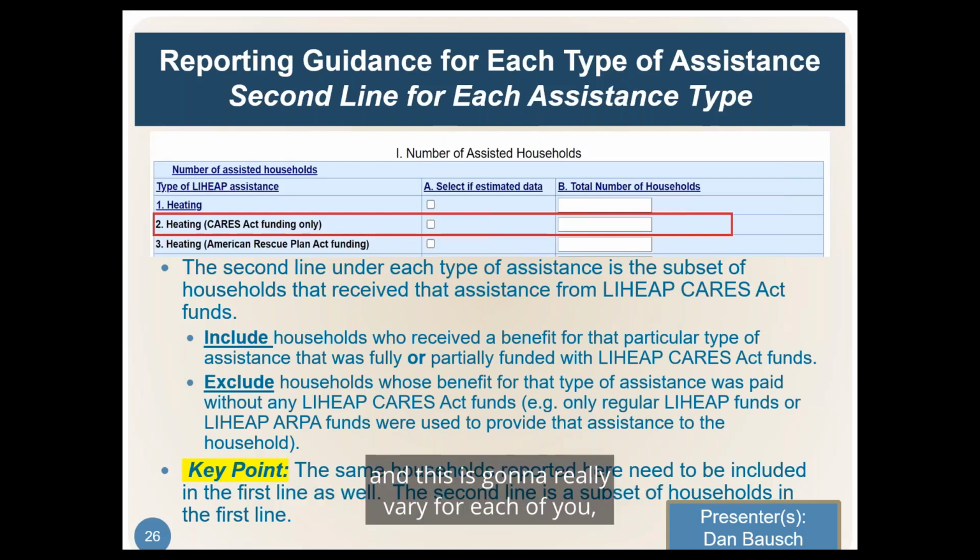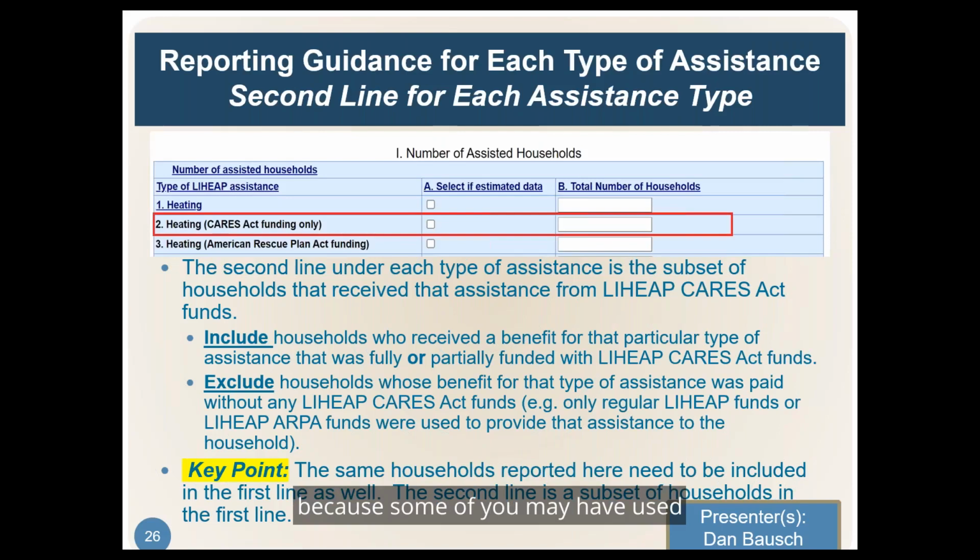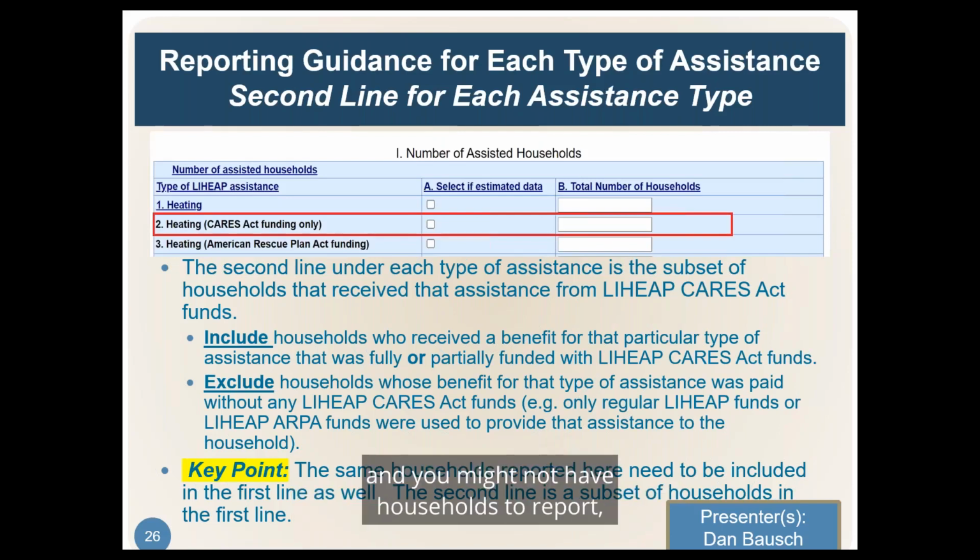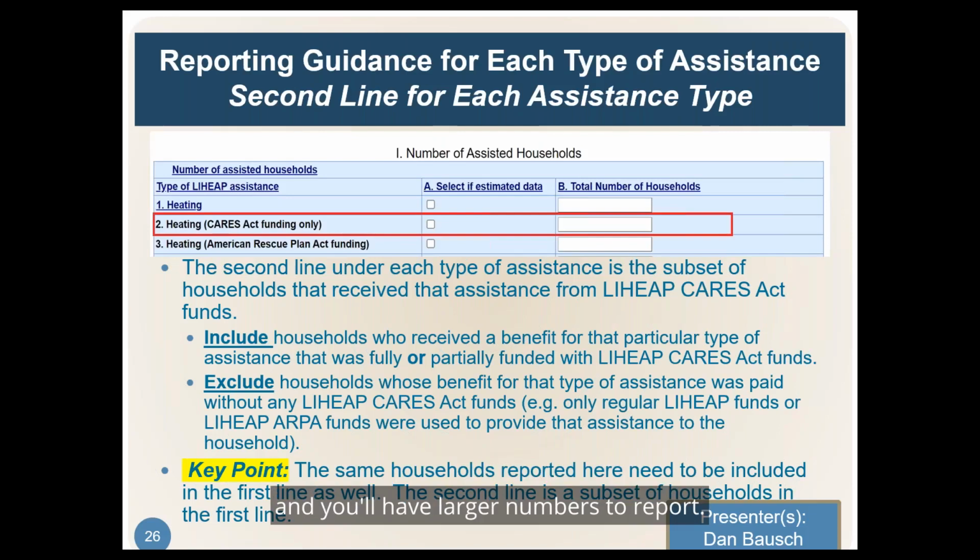And this is going to really vary for each of you, because some of you may have used and spent your CARES funds in FY20, and you might not have households to report, or you might have a small number that received CARES. Some of you may have used most of your CARES funding to serve households during 2021, and you'll have larger numbers to report. So just keep in mind what you know about how you used your CARES funds when you're reviewing your report.